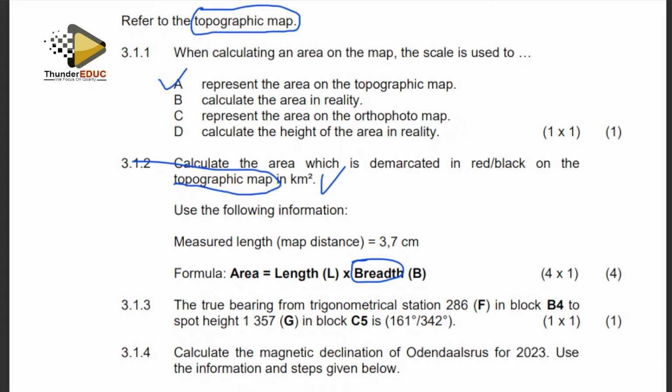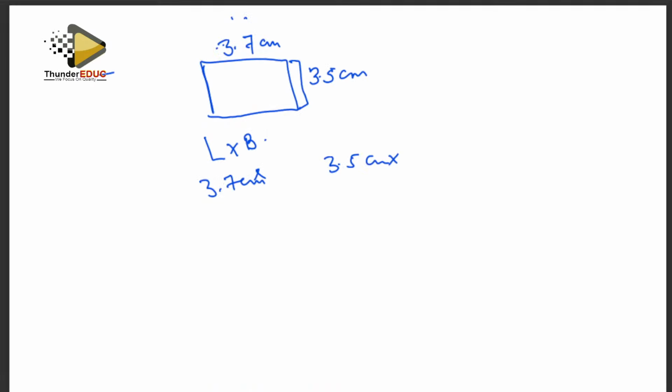So we come here, you remember this box. If it is a topographic map, and they want the answer in kilometers, what do we use? 0.5 kilometers. If they want the answer in meters, we use 500. If it's an orthophoto map, it is 0.1 for kilometers, and this is 100. Okay, so we come here.